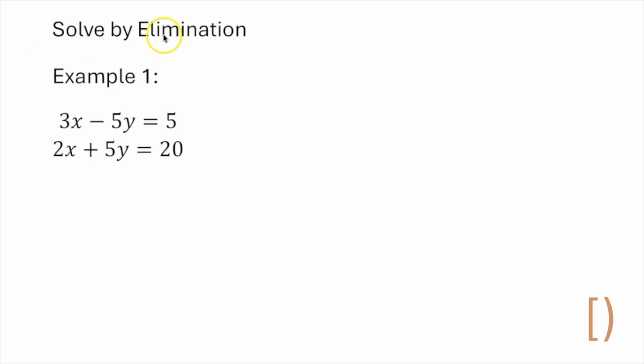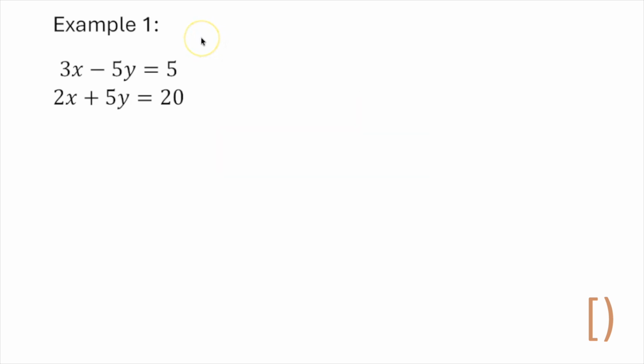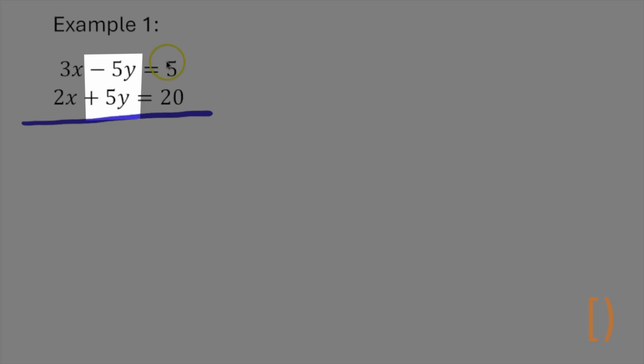Today we're going to look at some examples of how to solve by elimination in linear equations. Solving by elimination is probably my favorite method of solving a linear equation. And the general idea is this. In a perfect world, like our example 1 here, you could just add up the two linear equations and one of the variables is going to cancel out. That's what we want to happen.